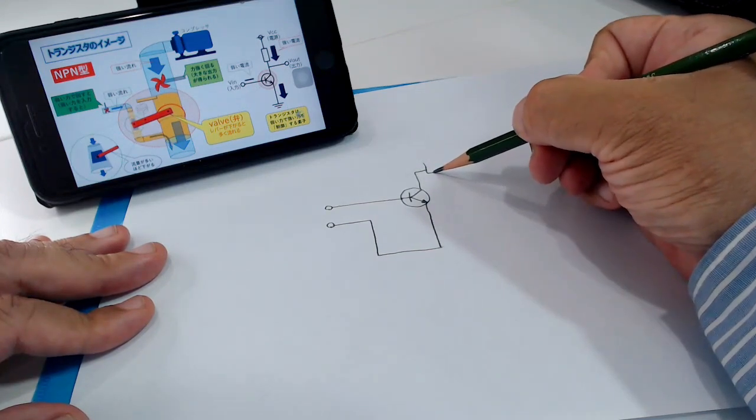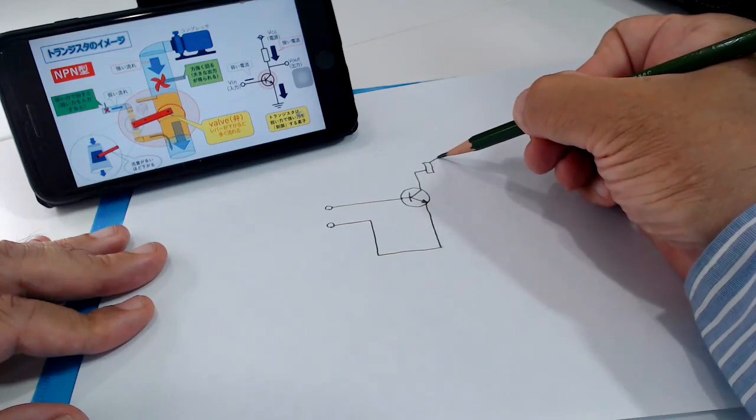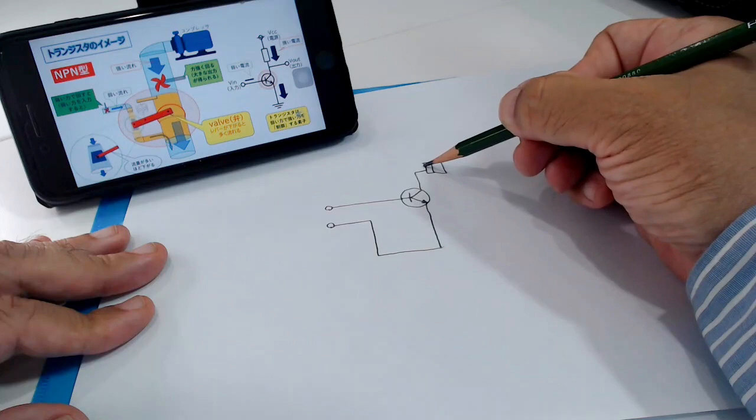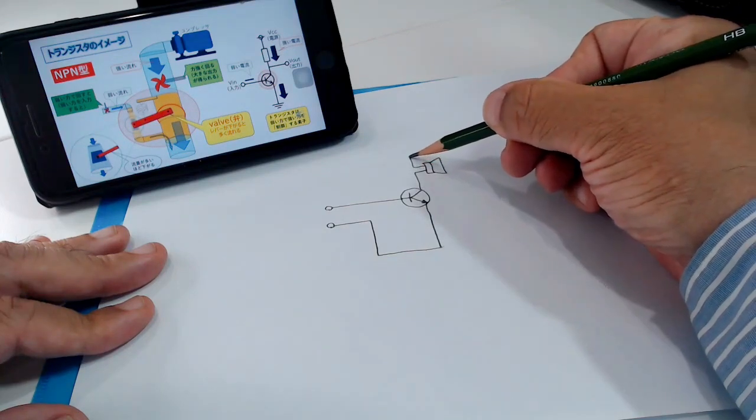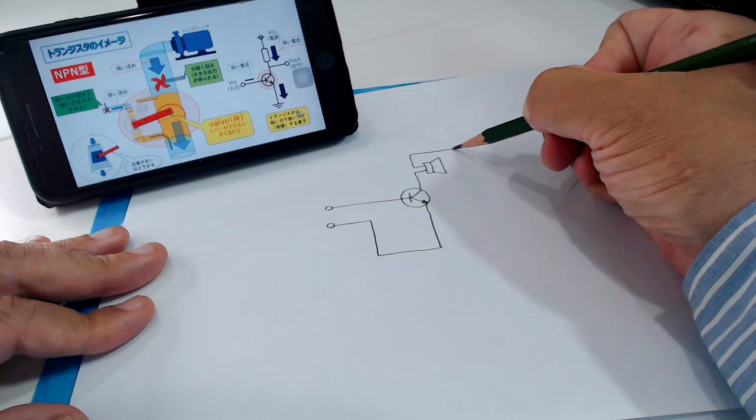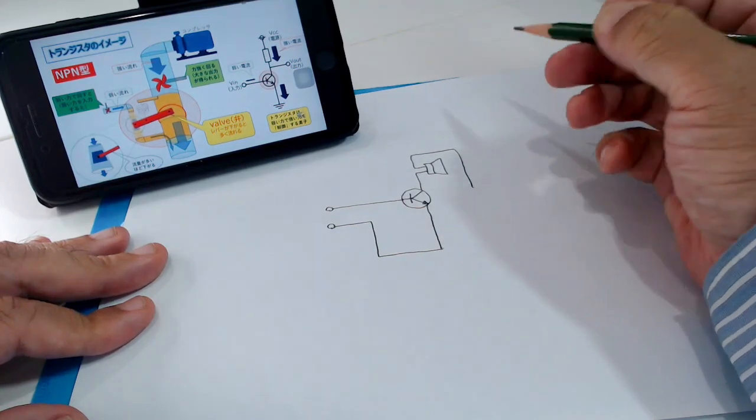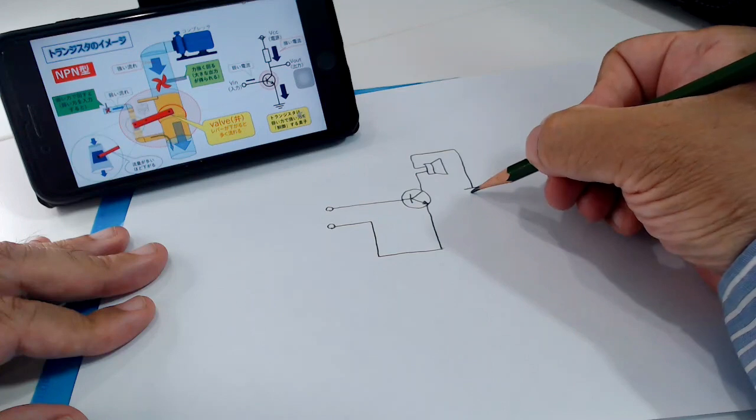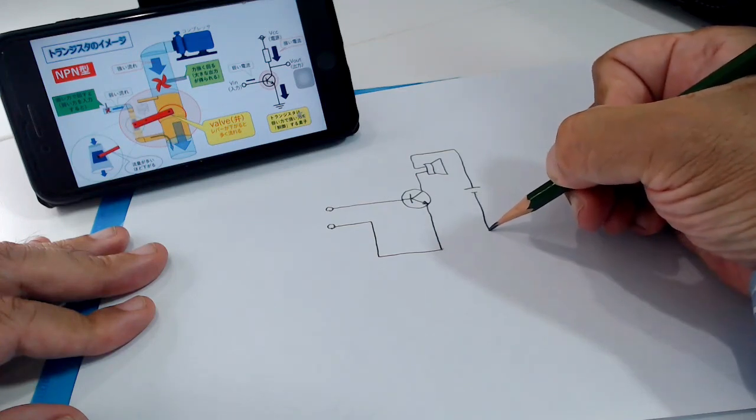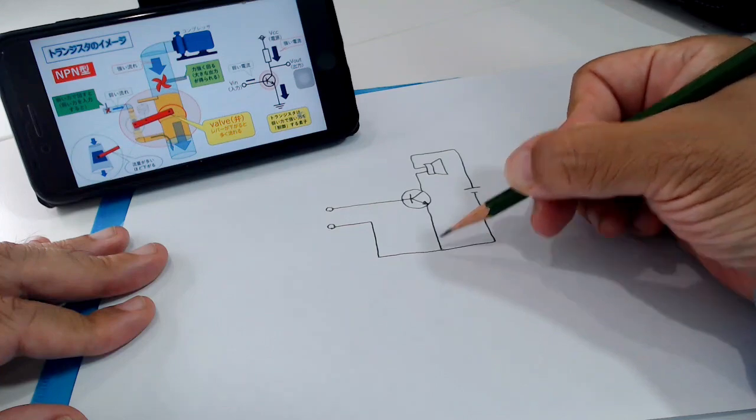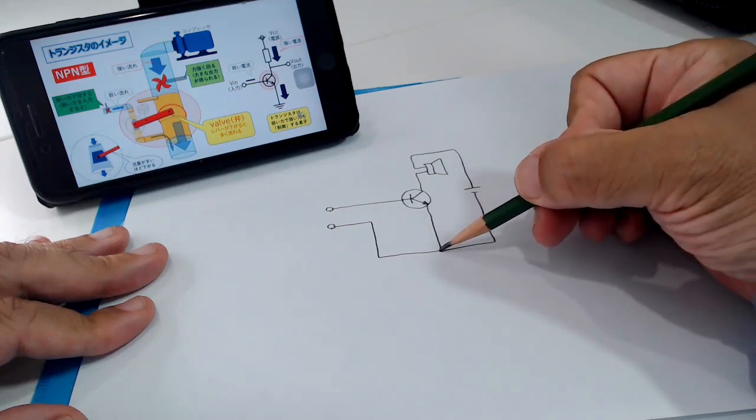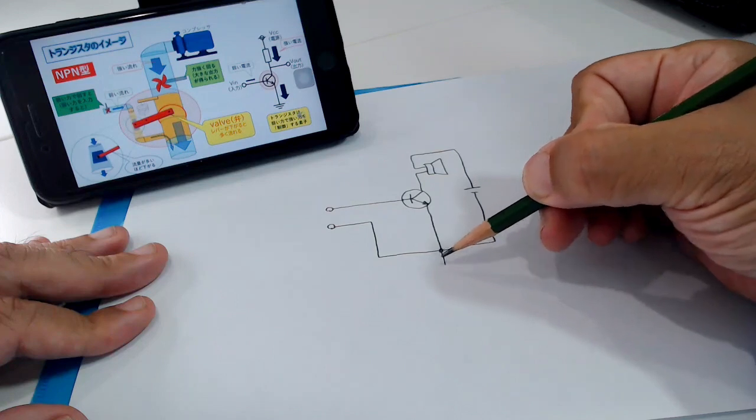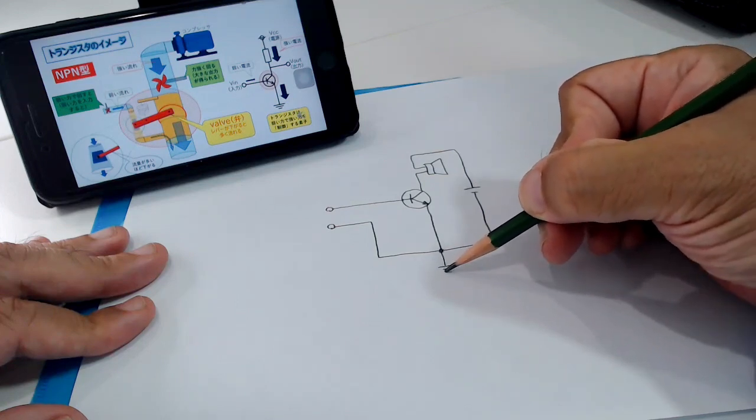Then, to make this current flow from the collector side to the emitter side, connect the power supply so that the collector side is positive and the emitter side is negative. Finally, draw a ground symbol to know where the 0-volt reference voltage is. Perhaps when I was a child, as a complete beginner, I would have designed the circuit like this.